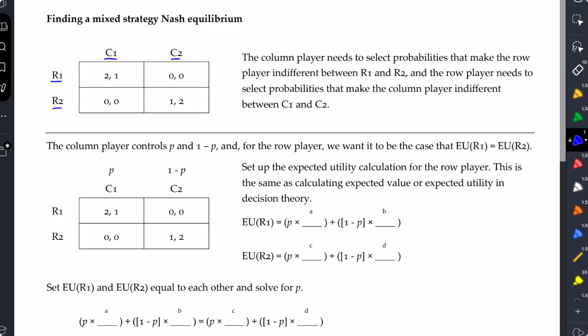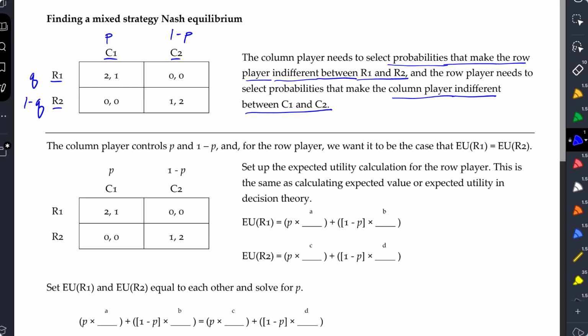So we'll call the probability of playing C1 P, and the probability of playing C2 1 minus P, and the probability of playing R1 Q, and the probability of playing R2 1 minus Q. Okay, and so then our goal is to find probabilities that make the row player, player 1, indifferent between R1 and R2, and probabilities that make player 2 indifferent between C1 and C2.